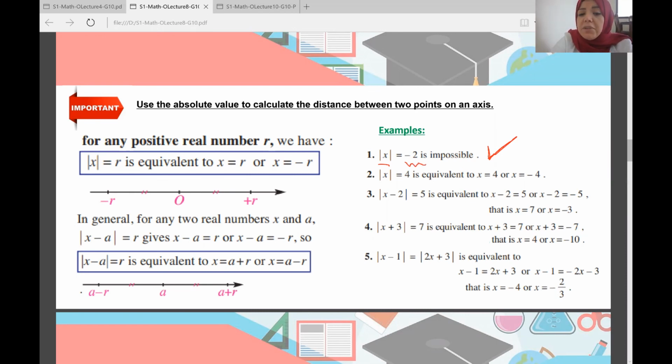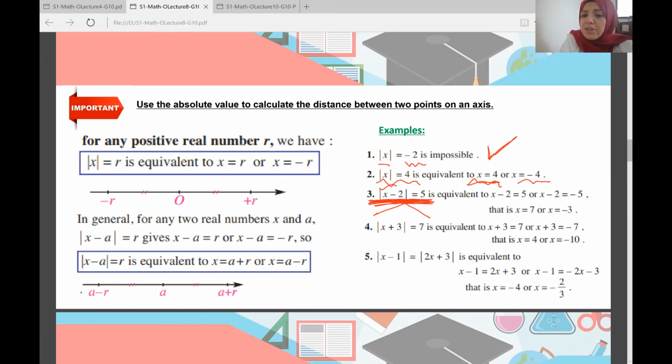But if I tell you, for example, that absolute value of x equals 4, you have to take two conditions. So x could be 4, or x could be minus 4. So how do you solve? Suppose I ask you that absolute value of x minus 2 equals 5. You have to take two conditions.